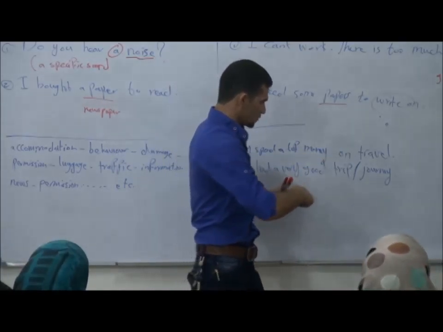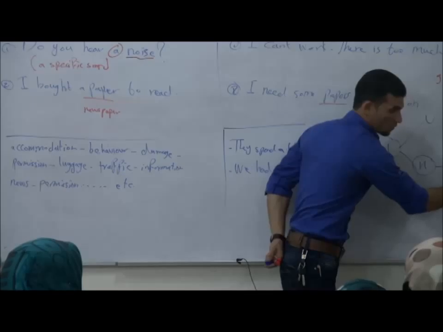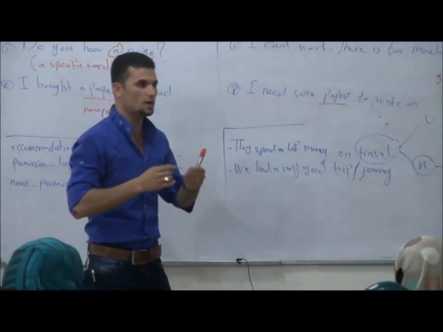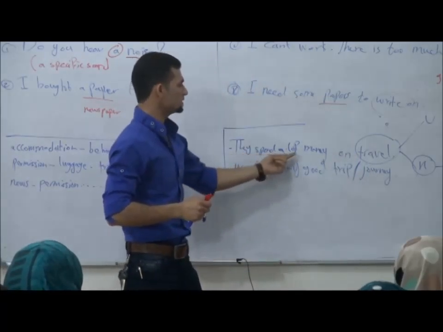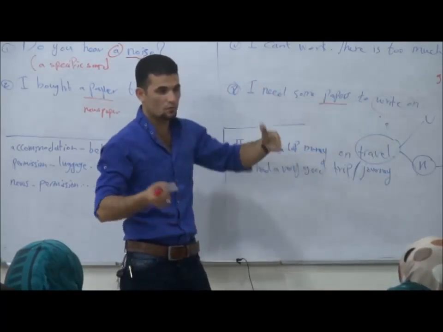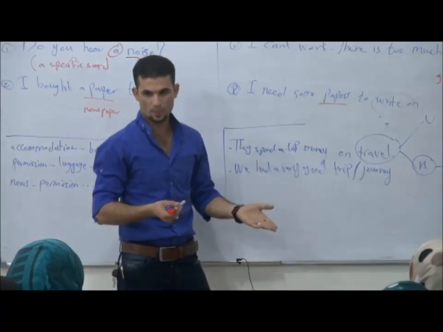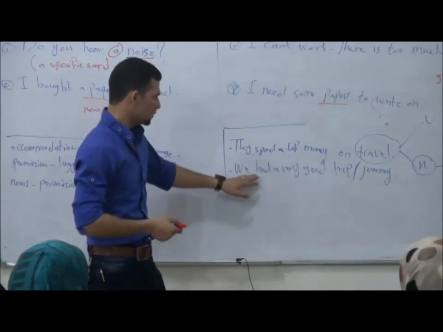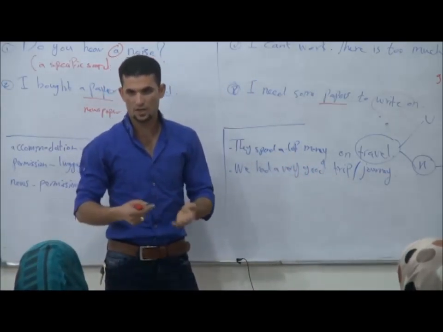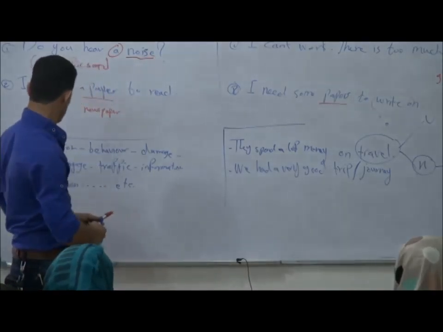Pay attention to this travel. Travel can be a verb and can also be a noun. When it is a noun, it is always uncountable, to refer to travel in general, not a specific trip such as a fishing trip or a swimming trip. See: they spend a lot of money on travel. This is uncountable because it is used as singular and without any article. But when we say journey or trip, which have the same meaning, what's the meaning of trip? Journey. These are countable. We had a very good trip, a very good journey. They are countable because I can say trip and trips, journey and journeys. They spent a lot of money on travel. Yes, we had a very good trip or journey, not a good travel.